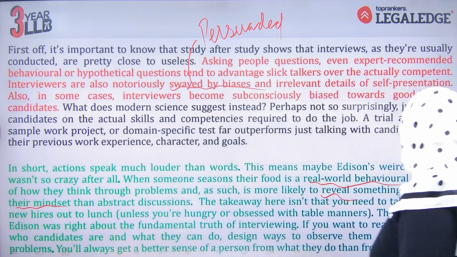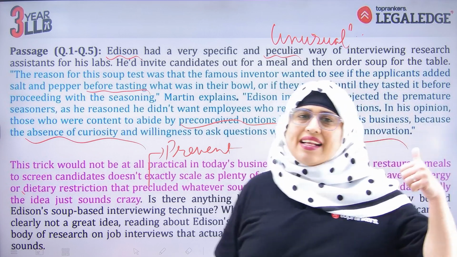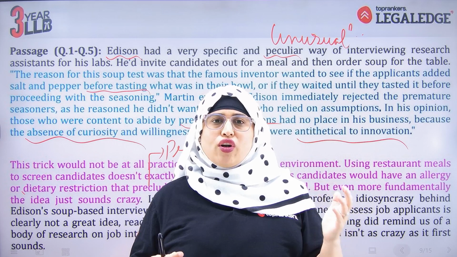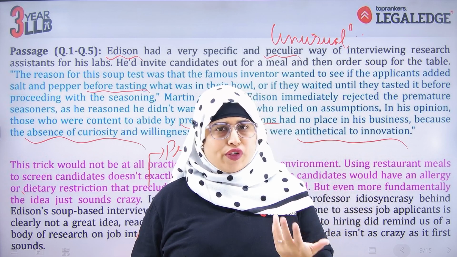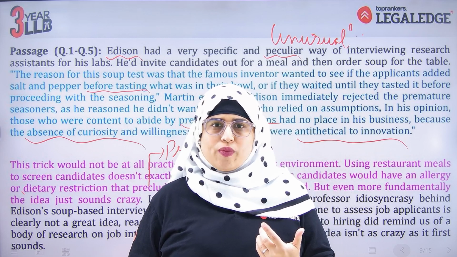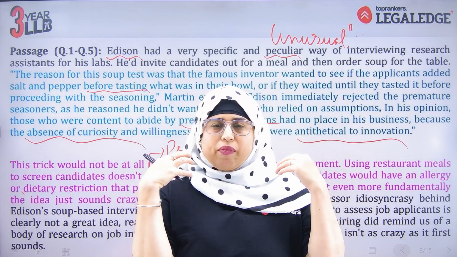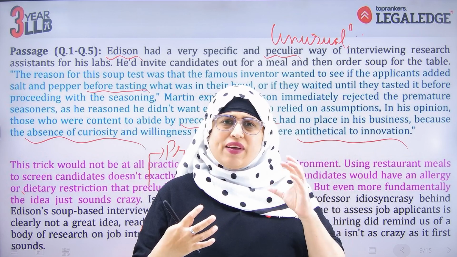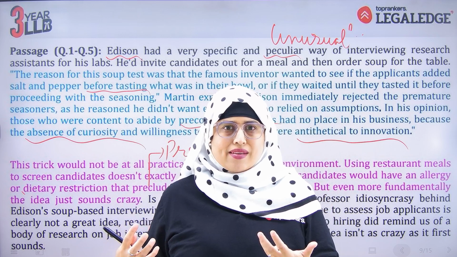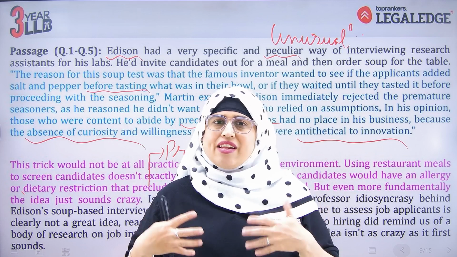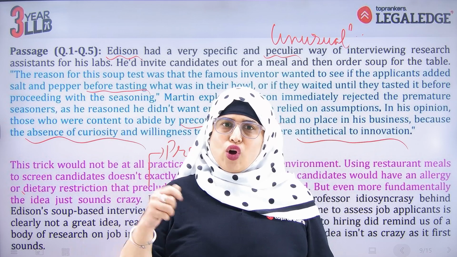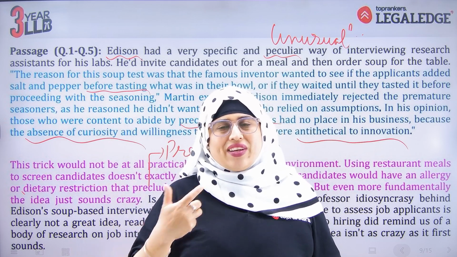So by these keywords, I have framed the main idea that Edison has introduced a very unusual way of conducting an interview, that is the soup test. Normally he takes his research scholars and research candidates for either a lunch or dinner and offers soup. If somebody adds salt, seasonings or pepper before tasting the soup, that person is filled with preconceived notions. He is very subjective in nature, or probably doesn't have that kind of curiosity, inquisitiveness or experimental nature, and he is definitely not the best fit for a research candidate. So if somebody adds salt and pepper or other seasoning before tasting the soup, he rejects those kinds of candidates.